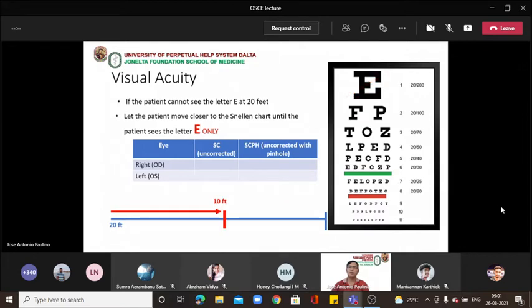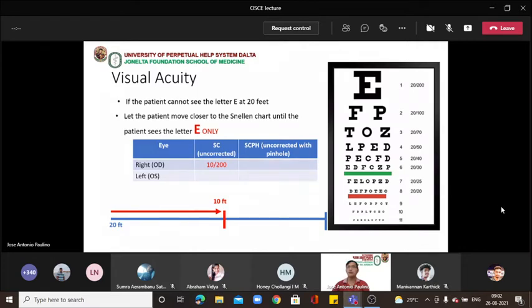So for example, the patient can read the letter E at 10 feet away from the Snellen chart. The patient's vision would be recorded as 10 over 200, because the numerator is the distance at which the patient can see, and the denominator is what a normal patient could see. Since we use the letter E as the basis for the vision, all patients who cannot see the letter E at 20 feet will use the letter E as basis.